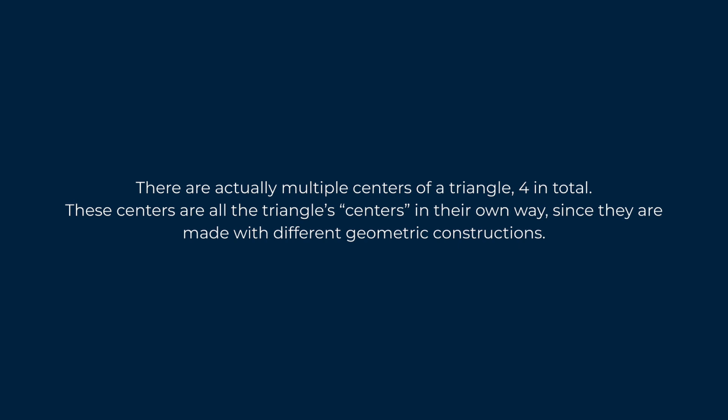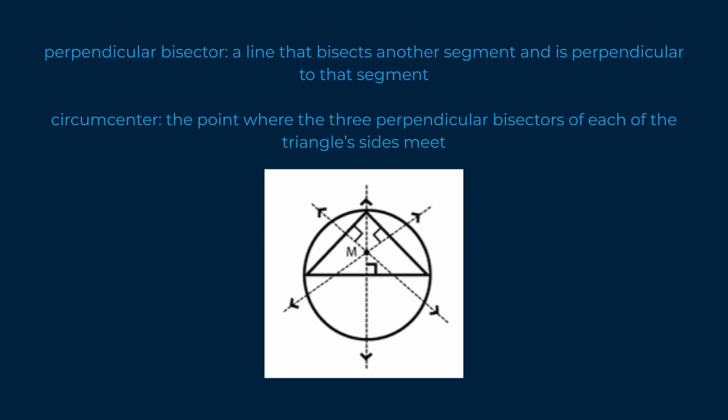The first one that we're going to talk about, the first center, is the circumcenter. First, we had to learn what a perpendicular bisector is. A perpendicular bisector is a line that bisects another segment and is perpendicular to that segment. So let's say if you had a segment, then the perpendicular bisector of that segment is a line that bisects that segment and is perpendicular to it, meaning that it forms 90-degree angles.